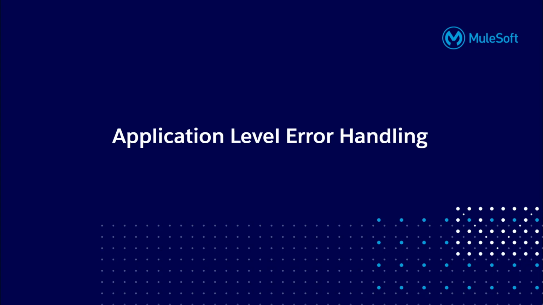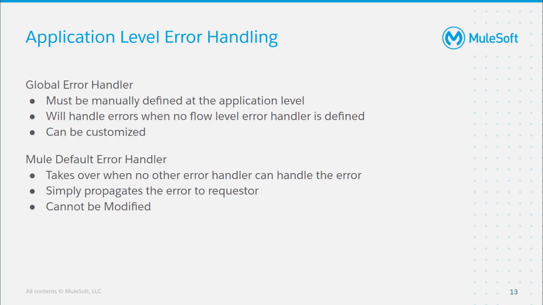passed back to the original requester, in this case the HTTP listener, with an HTTP status code of 200. Now that we have a basic understanding of the different error handling scopes in MuleSoft, let's discuss what happens when you don't define a flow-level error handling scope. There are two different types of error handlers at the application level: a global error handler and the Mule default error handler. The global error handler is a manually defined error handling scope that will handle errors when there is no flow-level error handling scope defined, and can be customizable with either of the different error handling scopes.